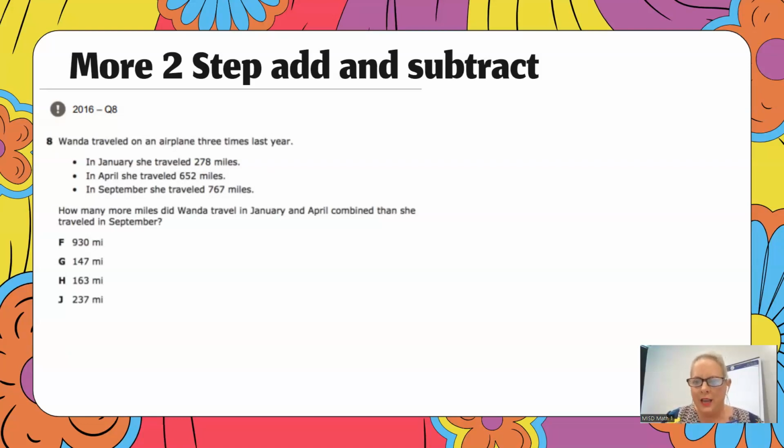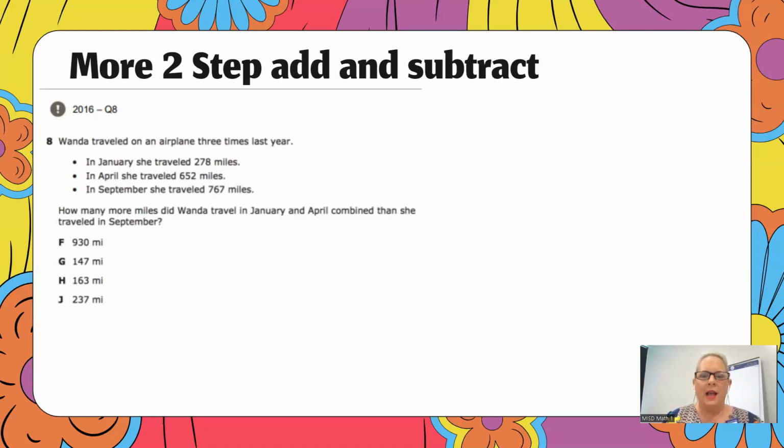So whenever you're looking at the released items before you plan, those are the things I want you to notice. I want you to notice patterns. So in this one, how many more miles did Wanda travel in January and April combined than she traveled in September? So we have to add January and April, and then we have to find the difference between that sum and how many miles Wanda traveled in September, okay? So again, it's kind of that same type of problem. And then we also notice the word difference.